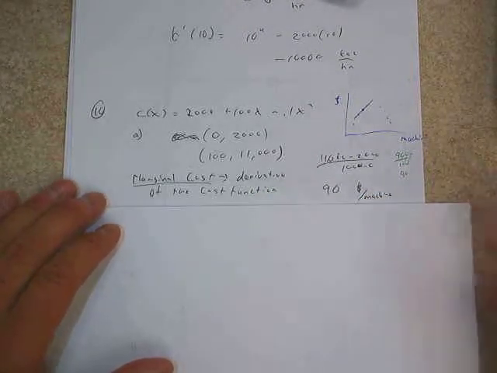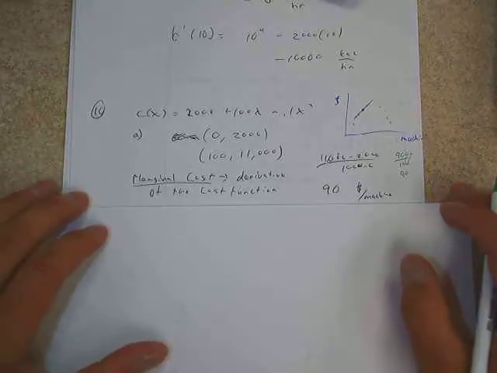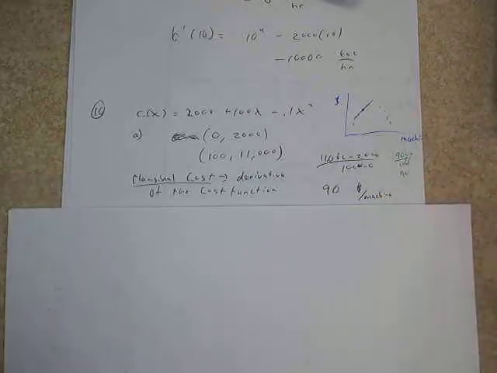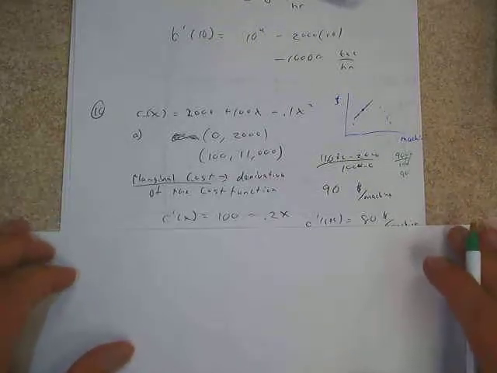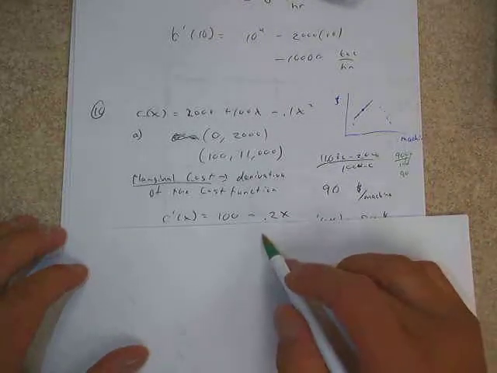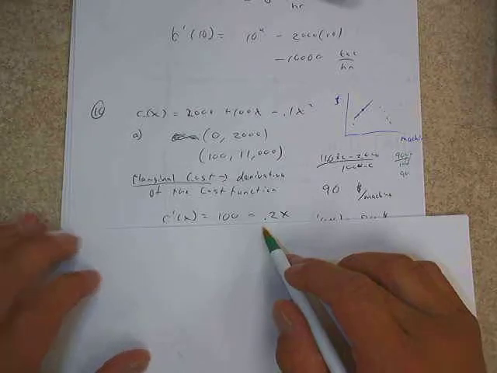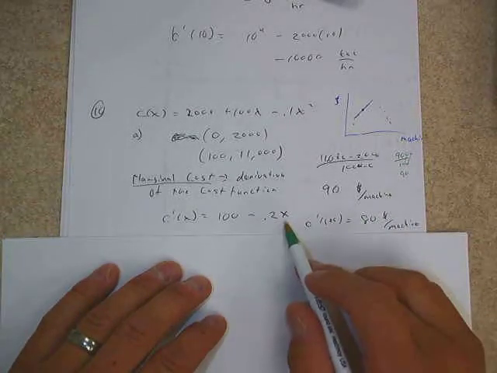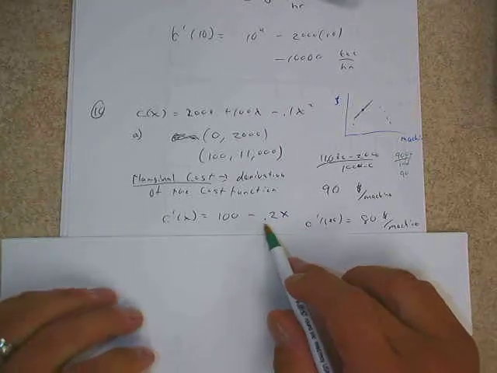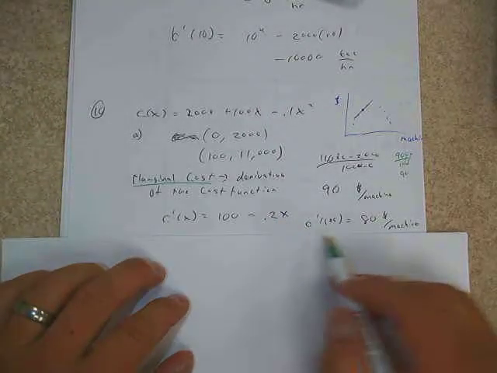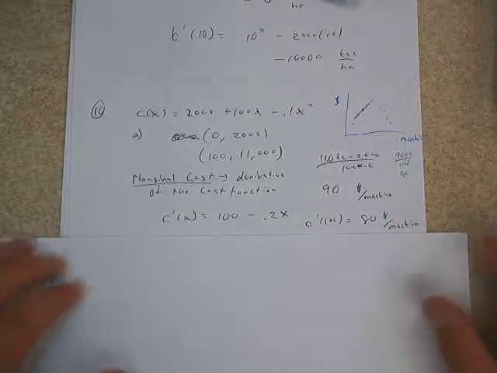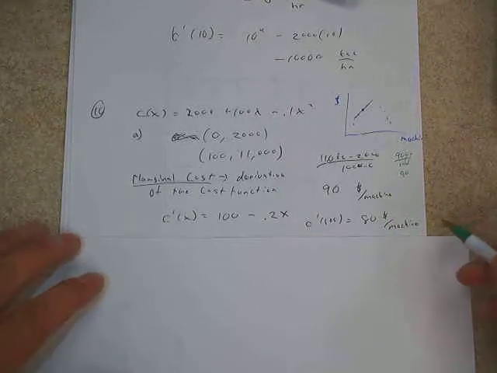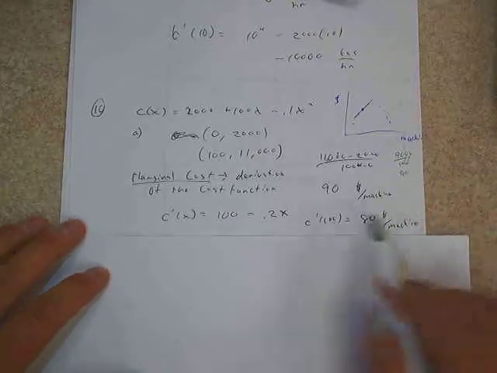Knowing that, if we find the derivative at a particular point, we can find out how the cost is changing at that point, and it will still be the same units, dollars per machine. So if I find the derivative, which I did here using the power rule, and if we find the derivative at 100, we can see that if we put 100 in here, we're going to get 80. So 100 minus 20 gives us 80, and again, that's in dollars per machine.